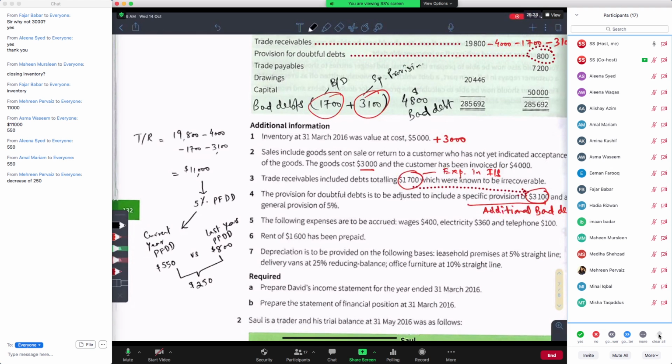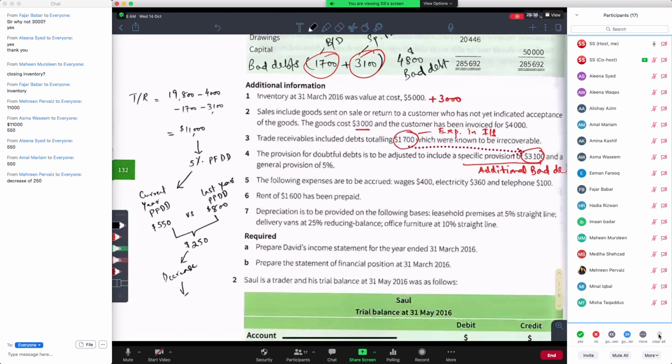That is true, Marine, excellent. It is decreasing by $250, and since this is a decrease, that would mean that we are going to treat it as an income in the income statement. We are going to treat it as an additional income in the income statement. Excellent, Mariam, Amal, and Marine, good.